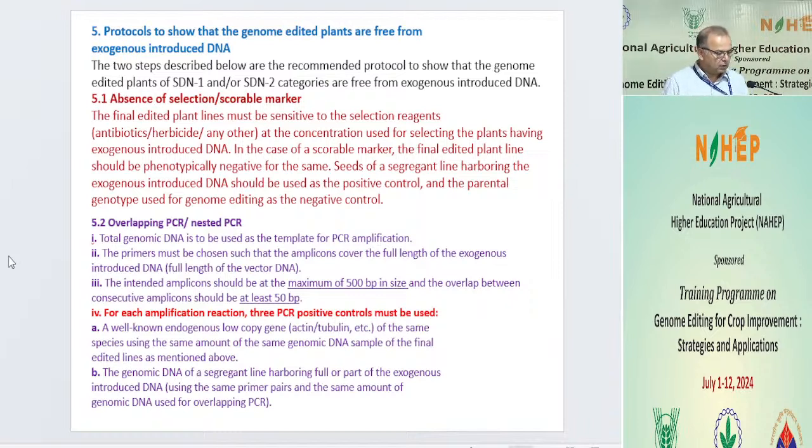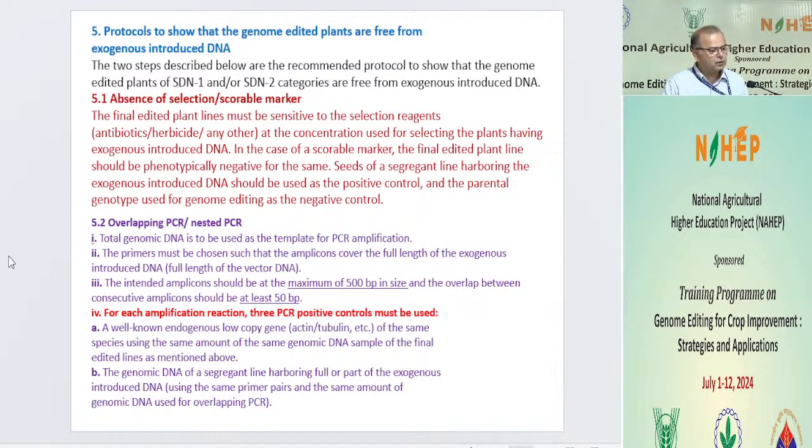This is one control. Second control is the genomic DNA of a segregant line which is harboring the exogenous DNA. You understand? It means a genome edited plant, but still carrying the exogenous DNA. That will be another control. So, their amplification should occur. So, that will be another kind of positive control.